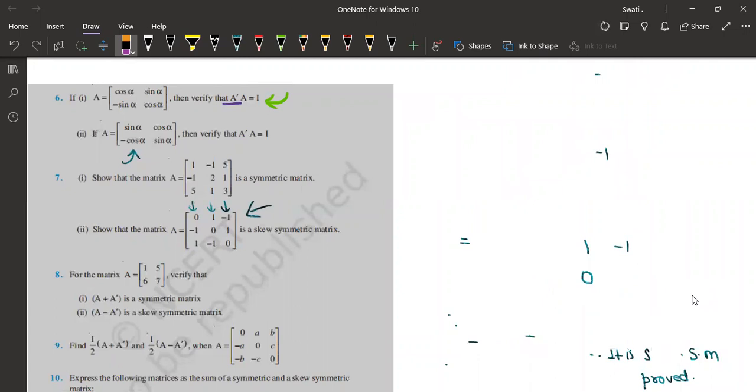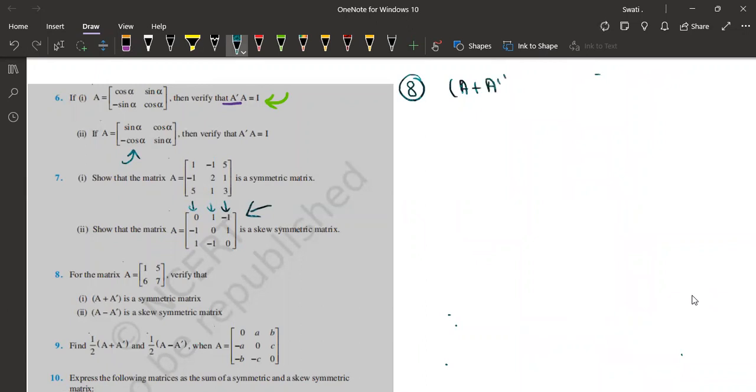Again, it's very simple. Okay, you just need to follow the definition of a skew symmetric matrix. Nothing different than that. Okay, so you can see in question number 8, we have a matrix given 1, 5, 6, 7. We need to verify A plus A transpose is a symmetric matrix. Now imagine that A plus A transpose is one matrix, right? Now what is the definition of a symmetric matrix? That A is equal to A transpose. Here imagine that this is completely A. So this should be equal to the transpose of this, and if this condition will satisfy, that means A plus A transpose is a symmetric matrix.